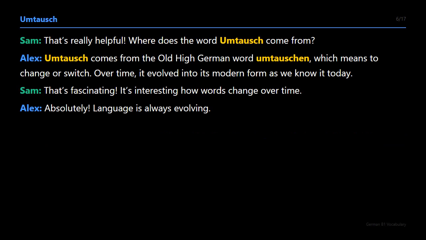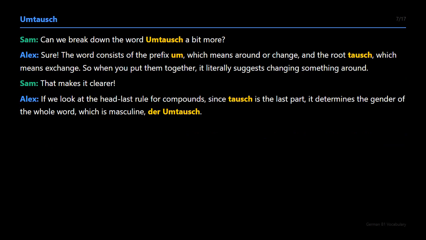Can we break down the word Umtausch a bit more? Sure. The word consists of the prefix Um, which means around or change, and the root, Tausch, which means exchange. So when you put them together, it literally suggests changing something around. That makes it clearer. If we look at the headlast rule for compounds, since Tausch is the last part, it determines the gender of the whole word, which is masculine. Der Umtausch.